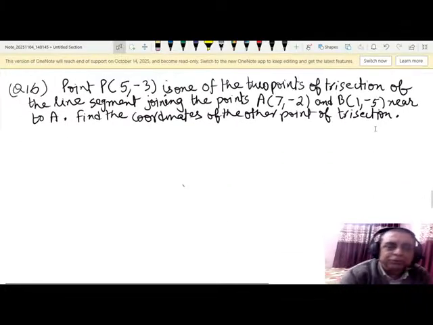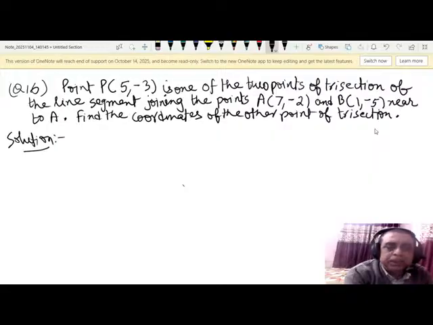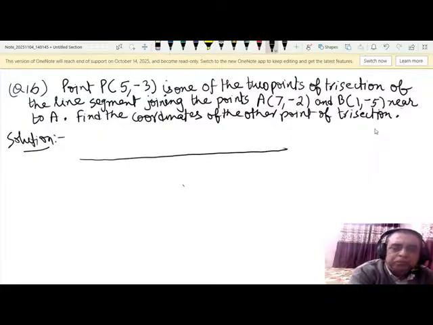Now we are moving to question number 16. What is this sum saying? Here it is saying point P, coordinate 5 comma minus 3, is one of the 2 points of trisection of the line segment joining the points A 7 comma minus 2 and B 1 comma minus 5, near to A. Find the coordinates of the other point of trisection. Trisection means the points which divide a line segment into three equal parts.